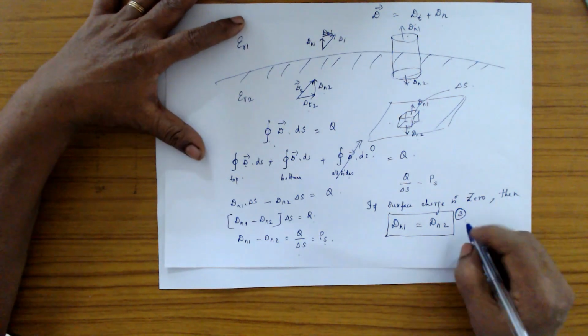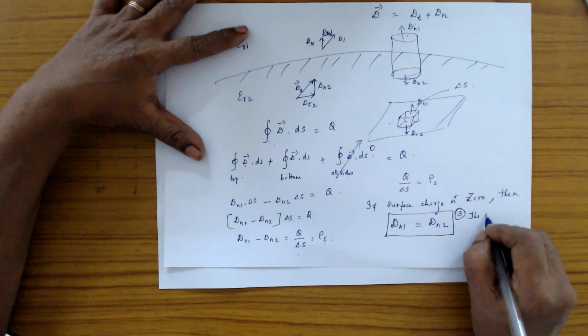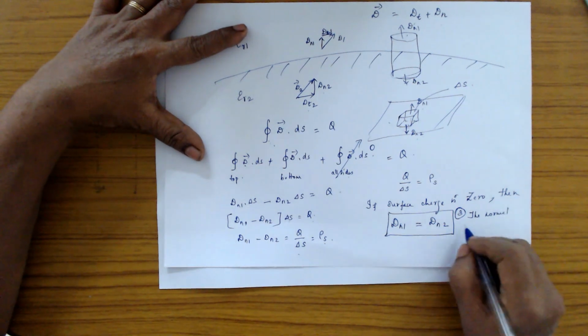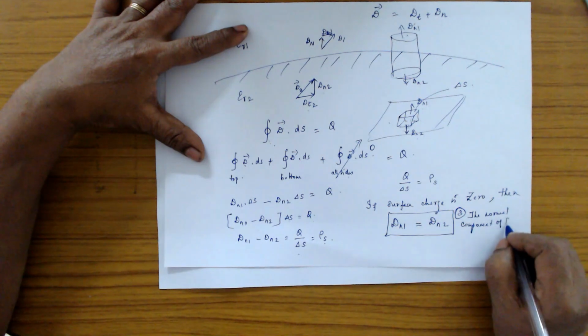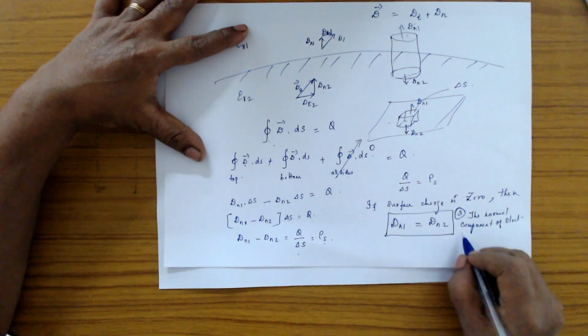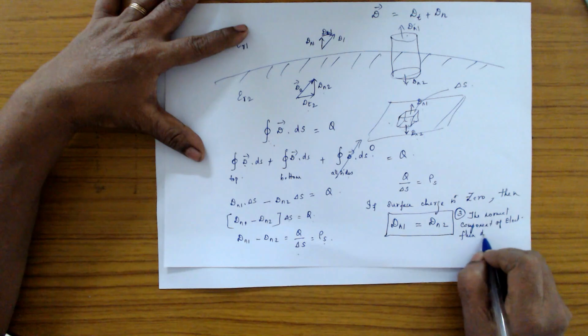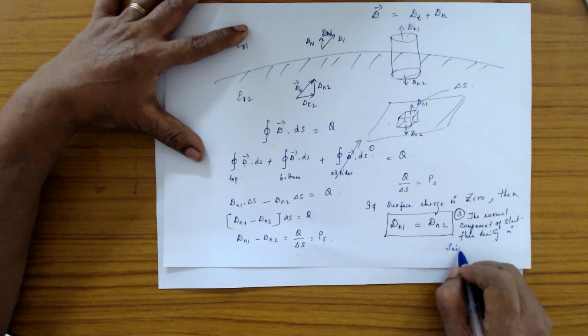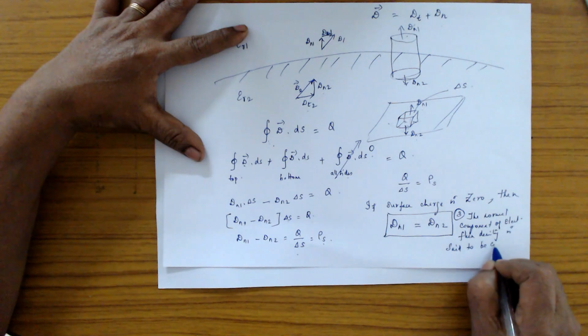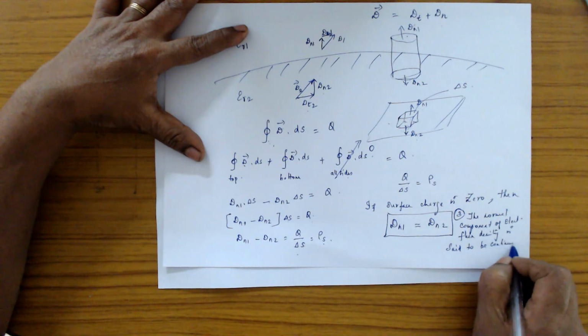Therefore, the normal component of electric flux density is said to be continuous.